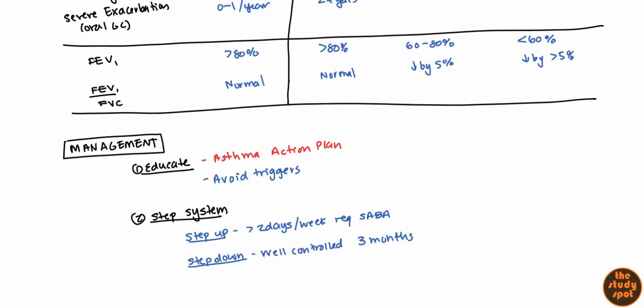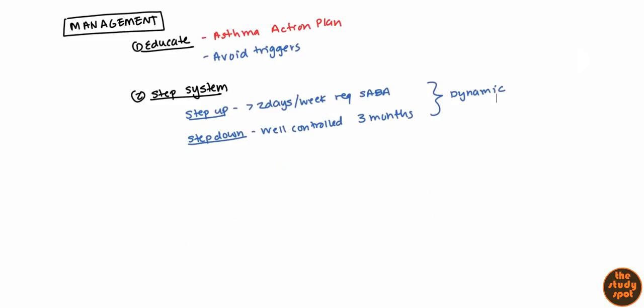Well, this is because asthma tends to be a pretty dynamic disease. And so as the patient feels better, you could try to decrease the dosage or the number of medications. And as the symptoms get worse, you can increase the dosage or the number of medications that you're using. So this becomes very, very important. So let's go into actually what the steps are.